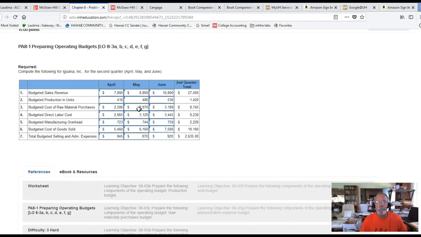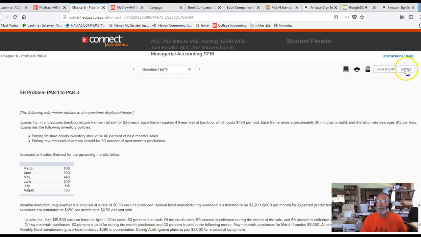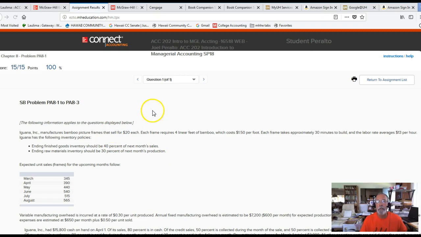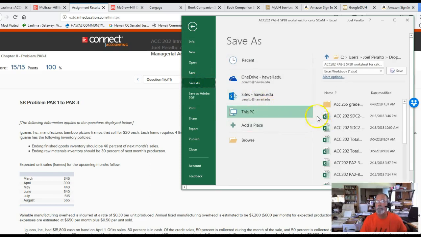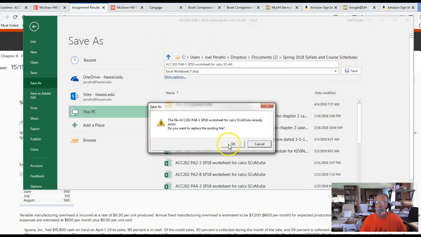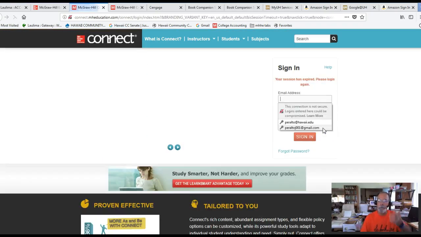Let's see. The last thing we do is submit. And we got 15 out of 15, 100%. Save our worksheet file, and return to assignment list.